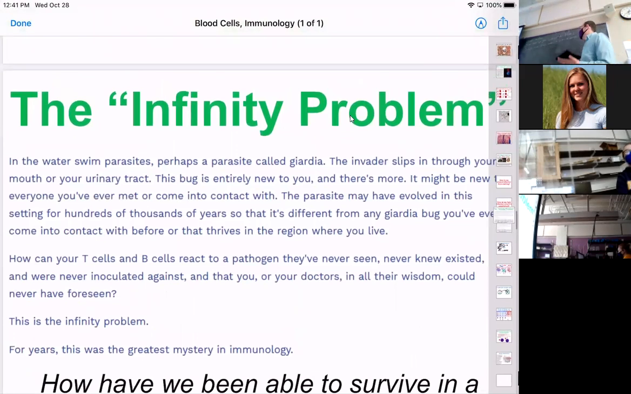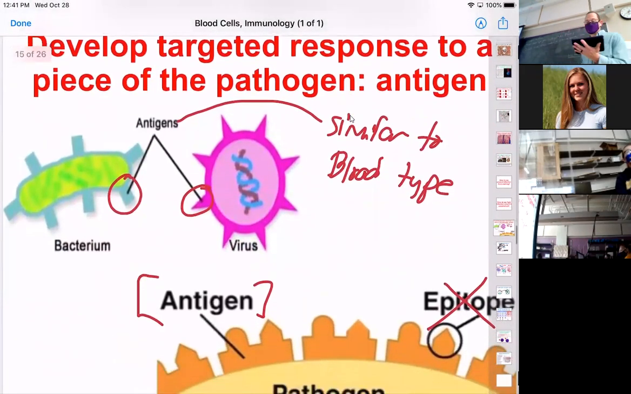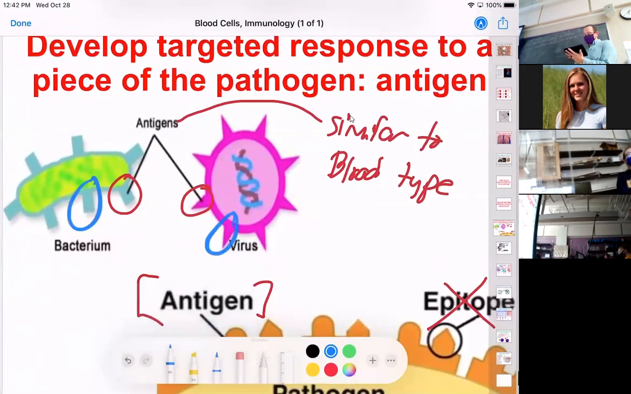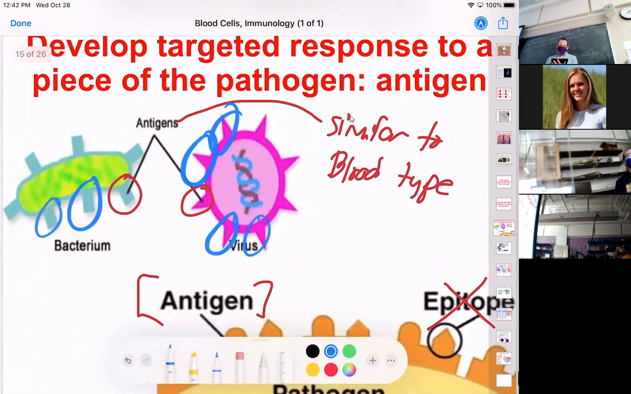This is the infinity problem, though, that anything could be a pathogen that nobody's ever seen before. It's your B and T cells that solve that. What B and T cells do is break off chunks of whatever you're looking for. They take that chunk and design themselves to find it. So they take a piece off of a new virus or new bacteria, and again, that's called an antigen.